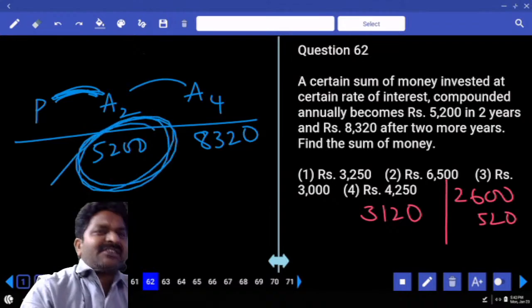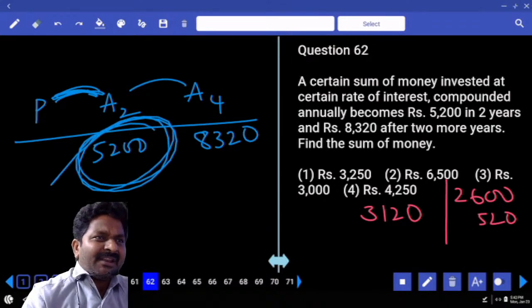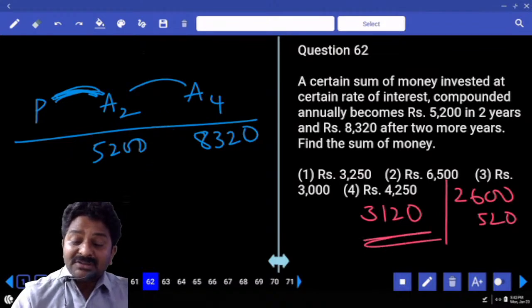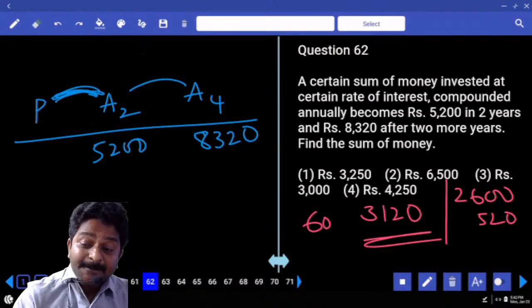520 is what percent of this number? So 3120 is what percent?